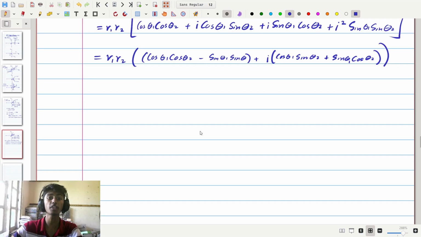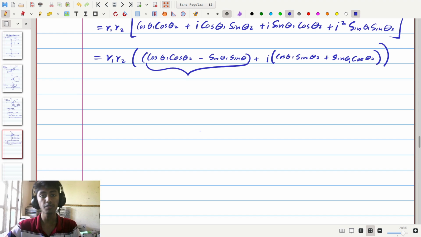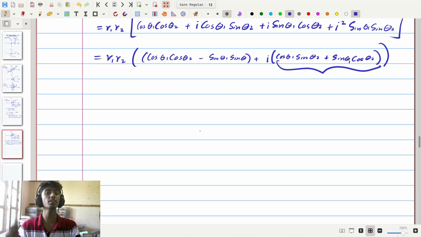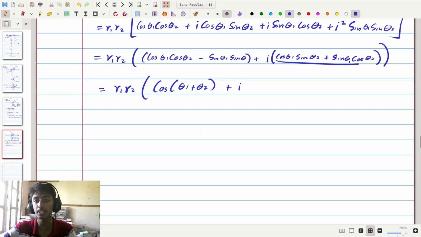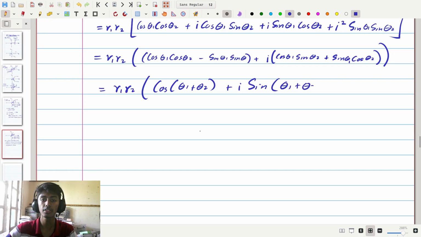But if you take a look at the expressions that we have here, you'll notice that this term right here is simply the cosine of theta 1 plus theta 2. And if you look at this term right here, you'll notice this term is just the sine of theta 1 plus theta 2. And therefore if we replace that, we're going to get R1 times R2 times, and inside of a bracket this is going to be equal to the cosine of theta 1 plus theta 2, according to the identity that we know, plus i times sine of theta 1 plus theta 2.